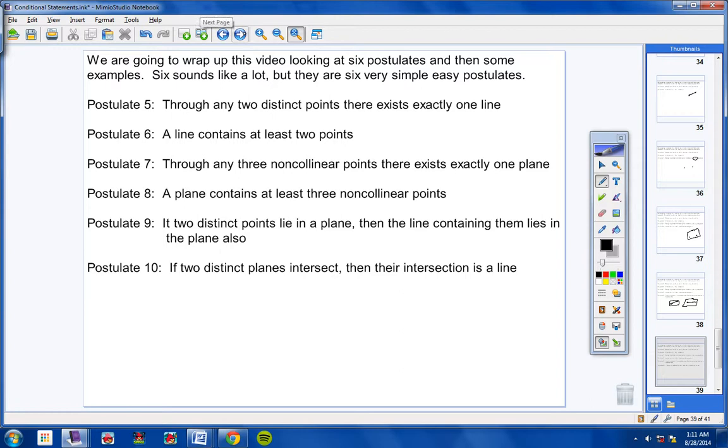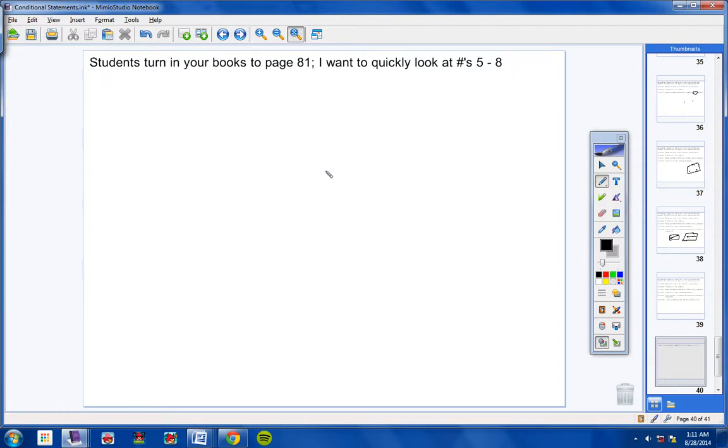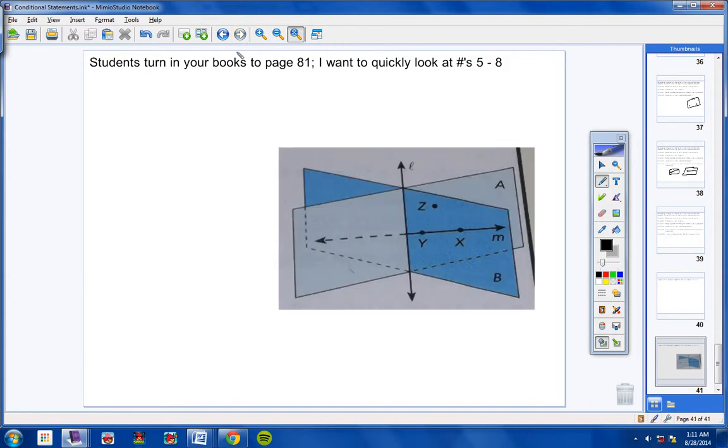Now, very quickly, literally like 60 seconds, please get out your books and turn to page 81. I want to quickly look at numbers 5 through 8. And they're quick, very easy answers, okay? Very quick problems. So here we go. Please turn your books to page 81. I will pause for just a minute. We're going to look at numbers 5 through 8.